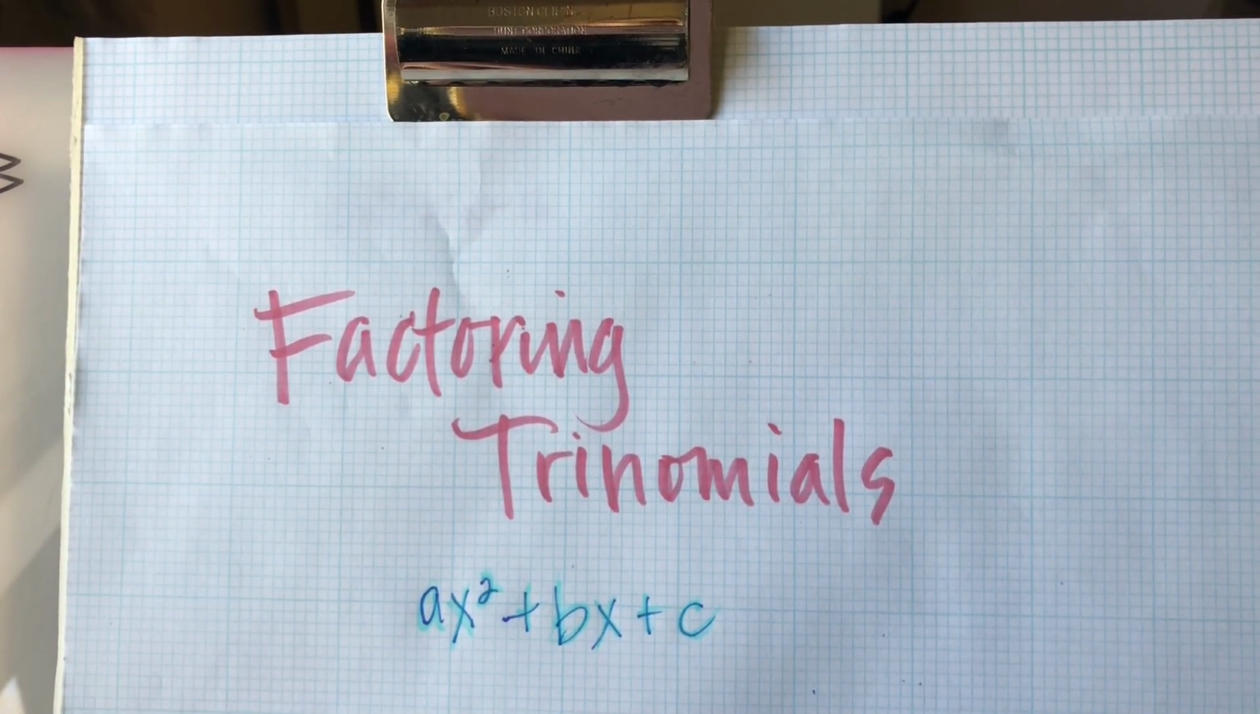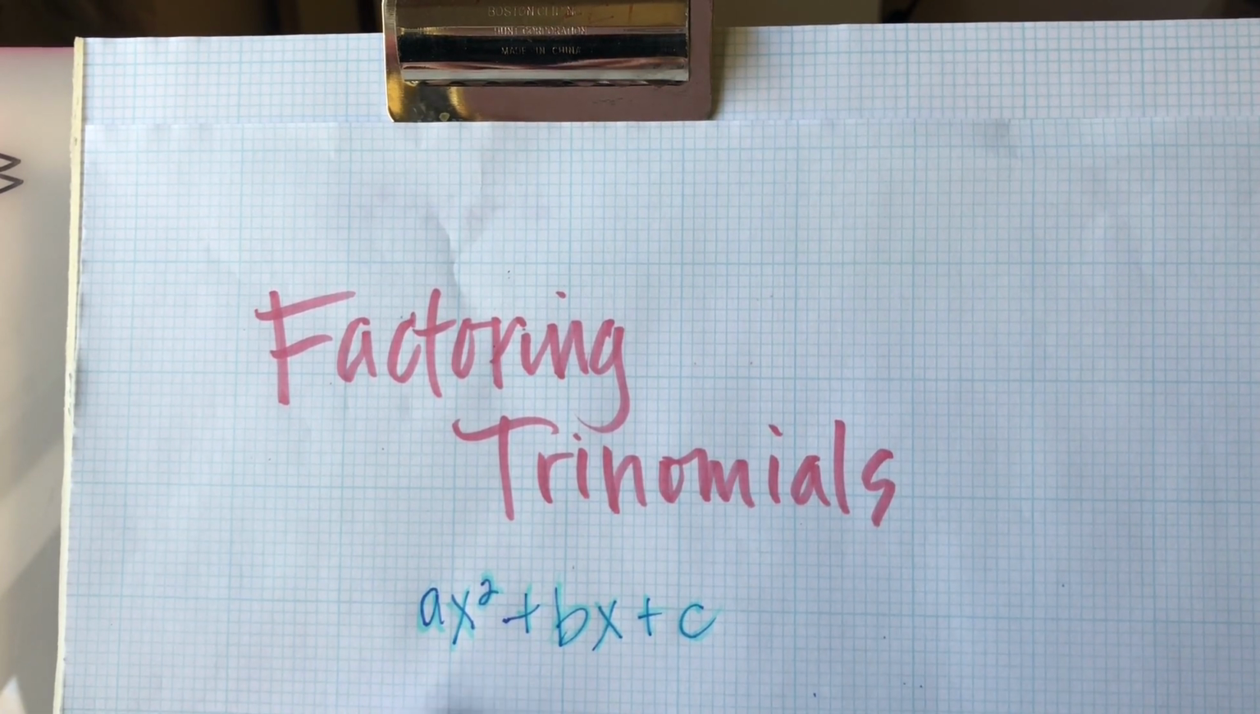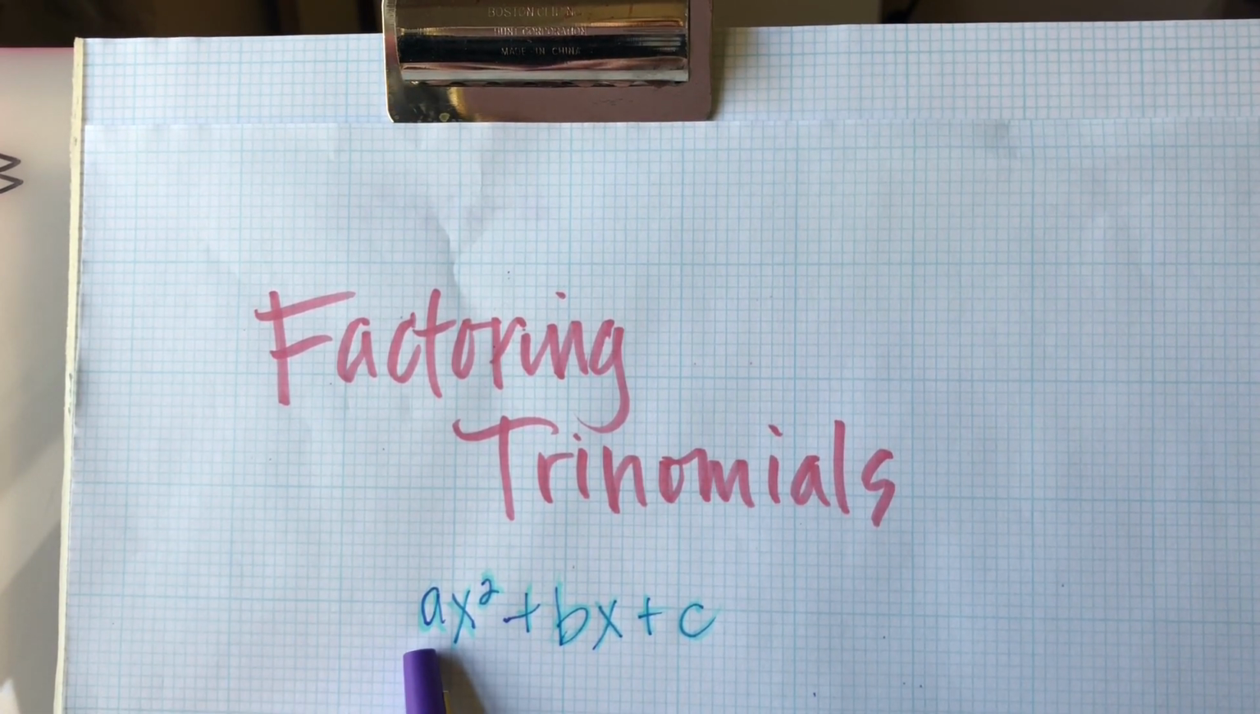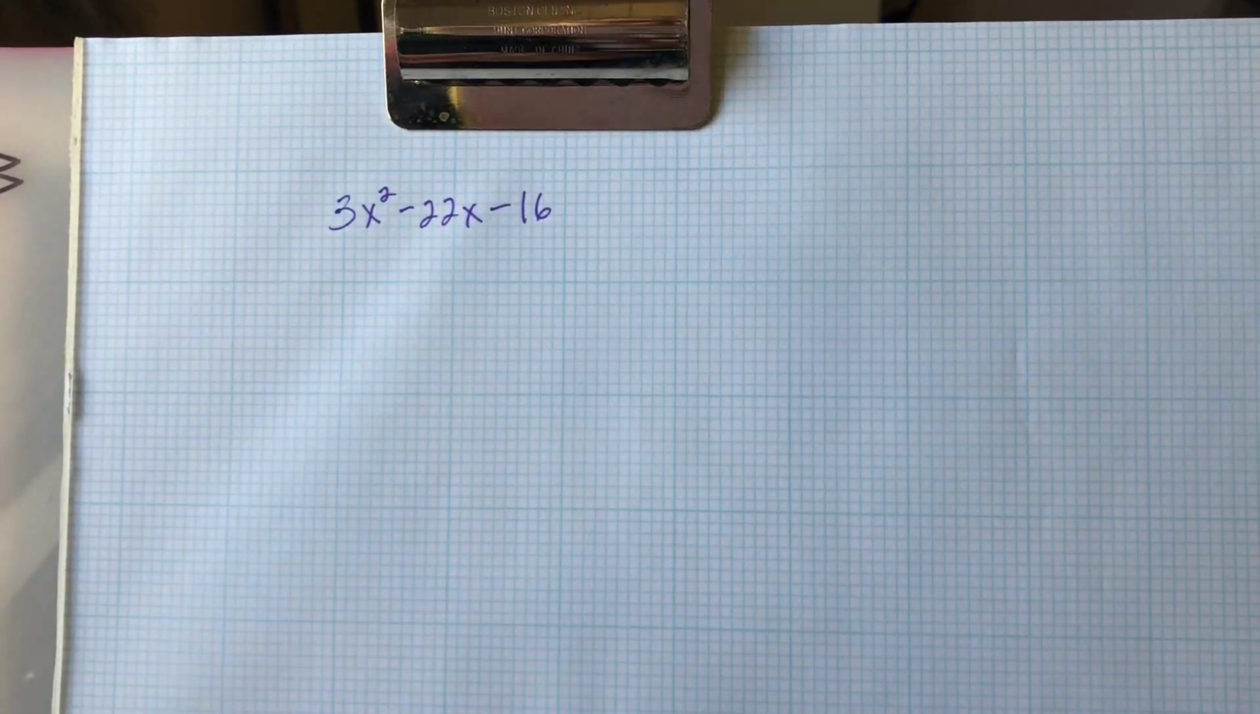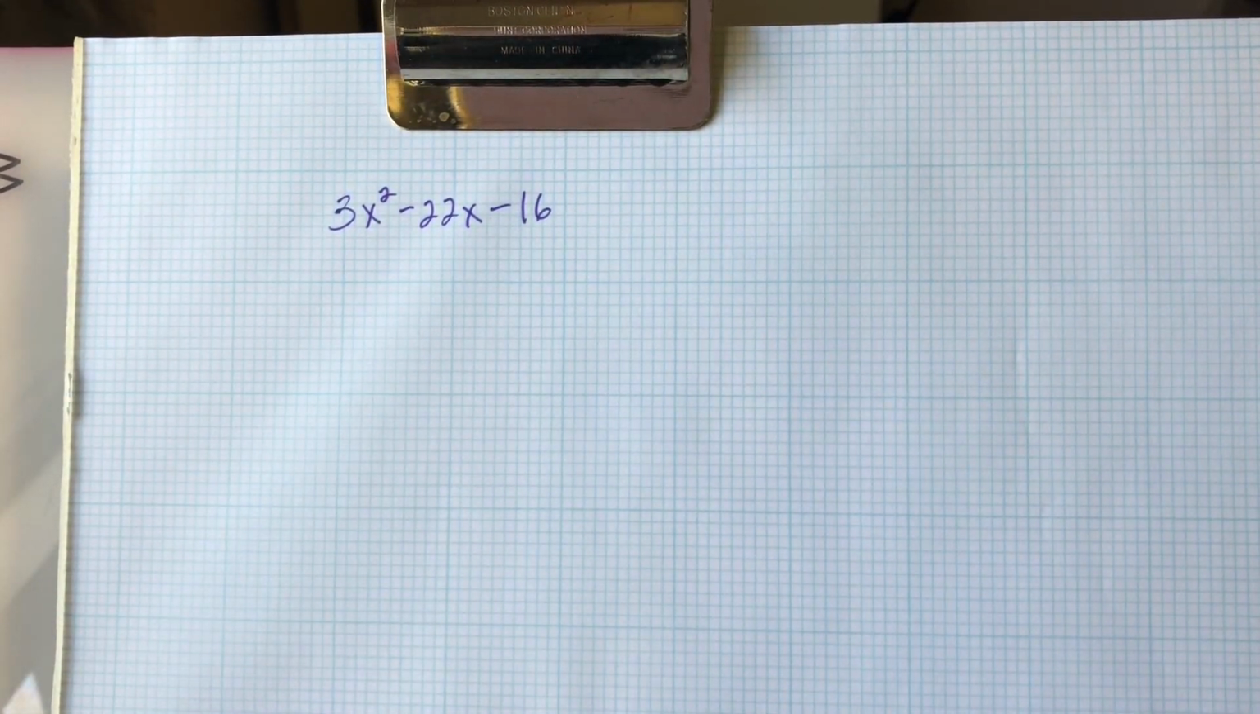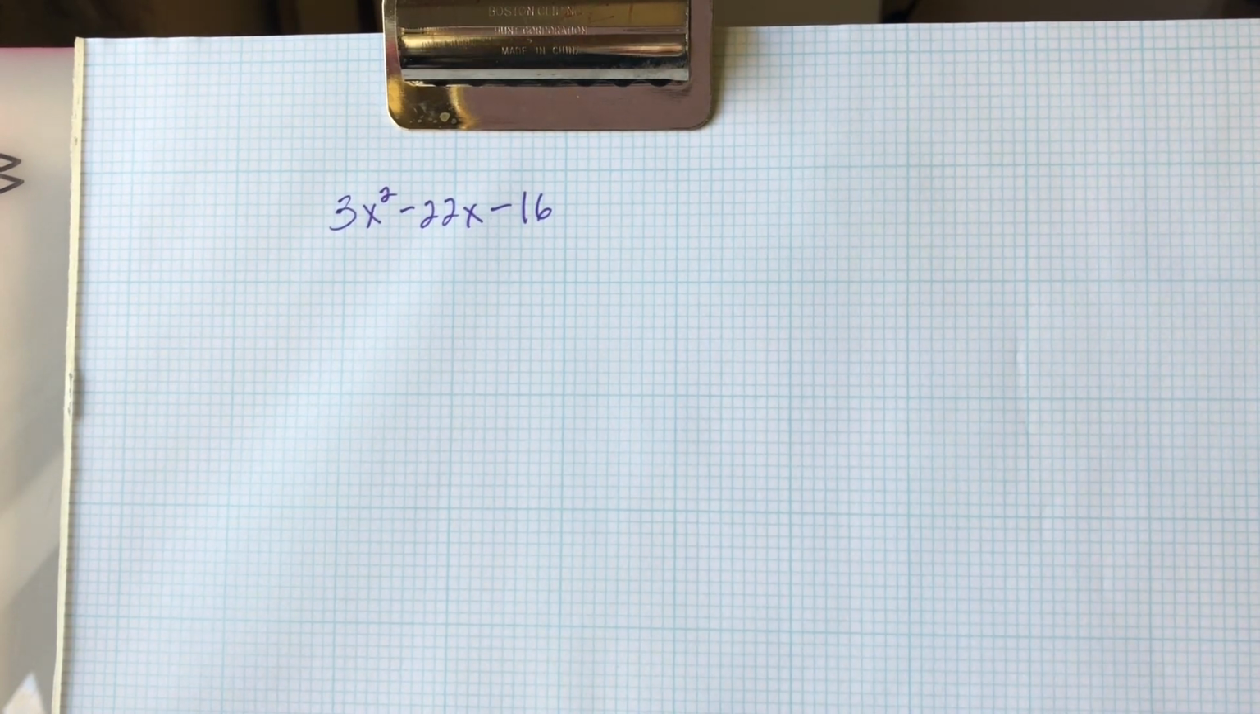In this video I'm going to talk about factoring trinomials, and specifically the cases where you have a coefficient in front of the x squared term. In other words, the coefficient is something other than 1. So let's take a look at this trinomial. We've got 3x squared minus 22x minus 16.